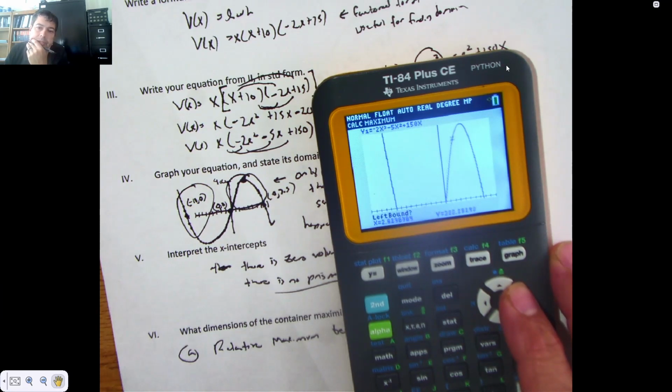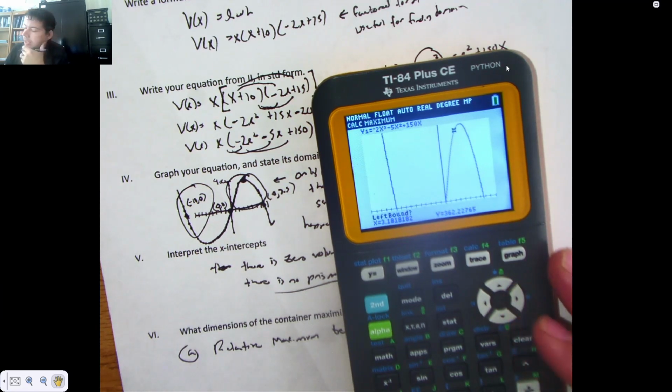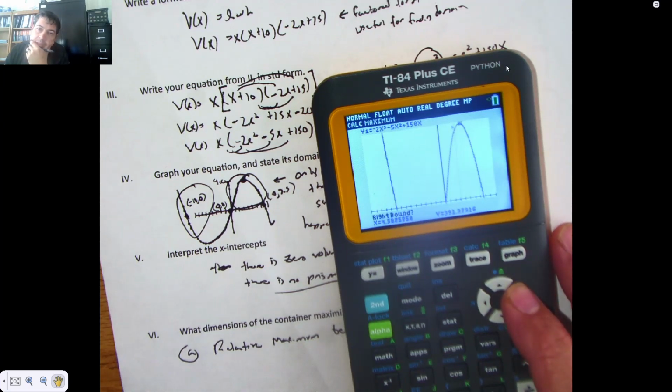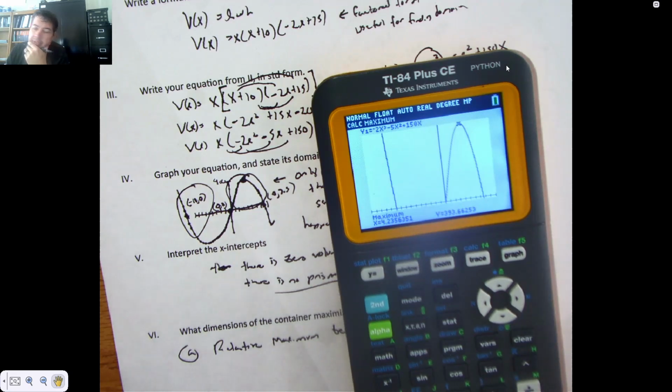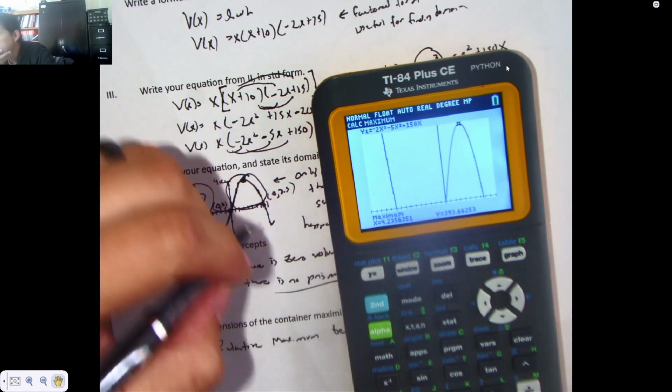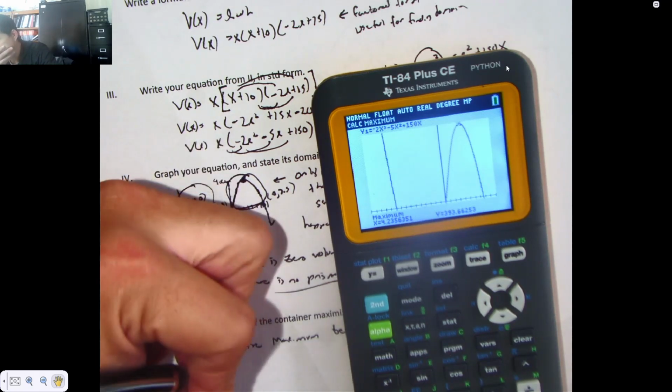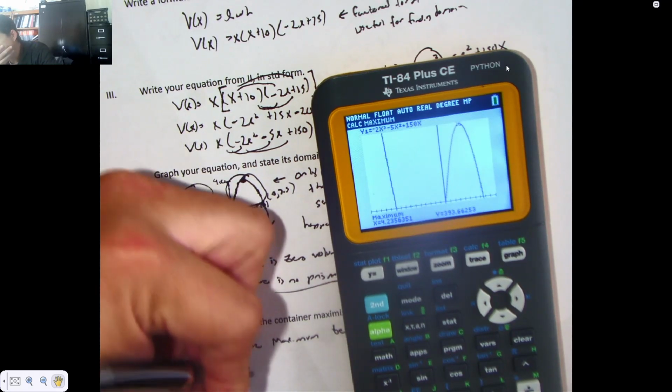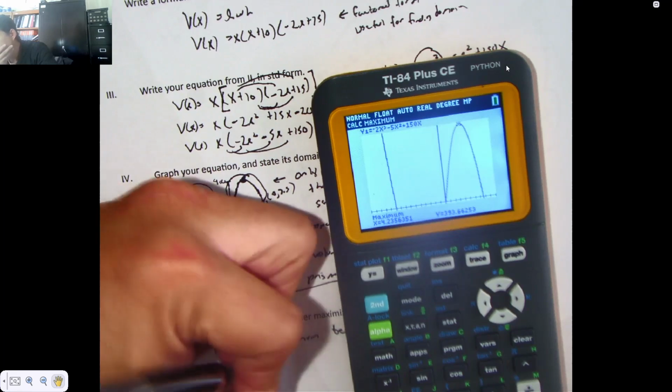Notice I'm holding that down arrow. I get close to the top, I press enter. I go a little bit to the right, I press enter. I press enter for a guess. And there she is. The relative maximum is 393.66 cubic inches.